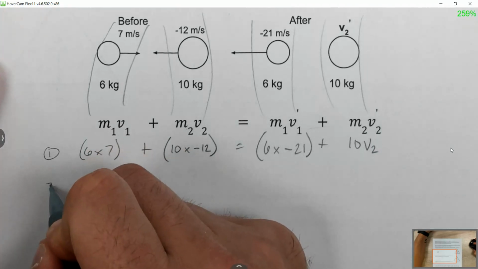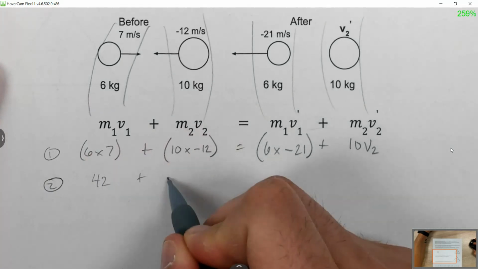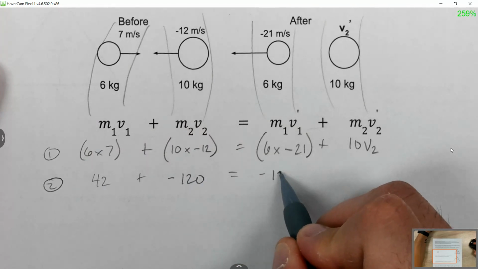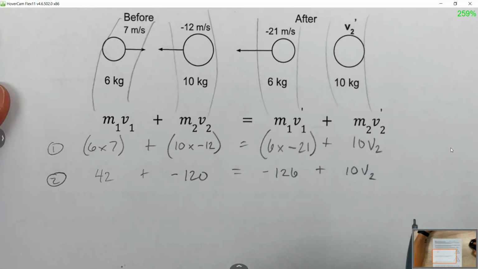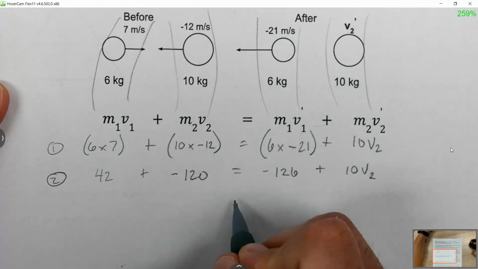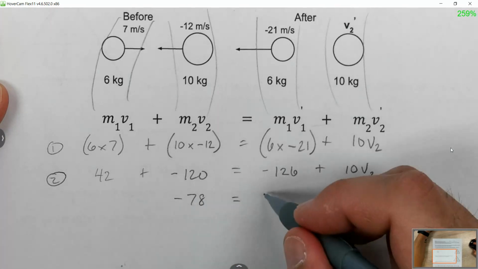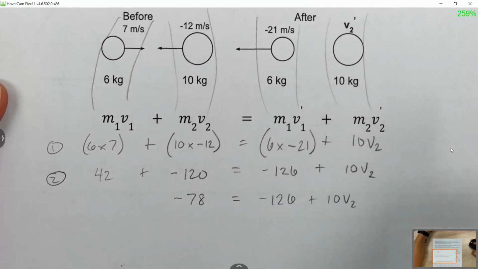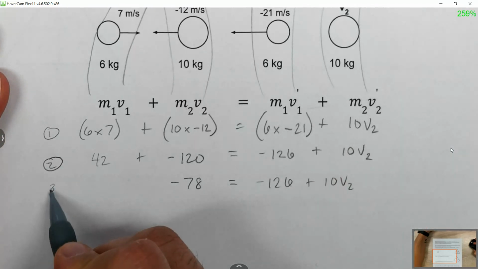The second point, let's simplify this out. Boom, 42 plus negative 120 is going to equal negative 126 plus 10 V2. Simplify the left side. Add these two together. You're going to get negative 78 is equal to the right side, negative 126 plus 10 V2. We want to get the 10 V2 by itself on this side. So this is our third point.